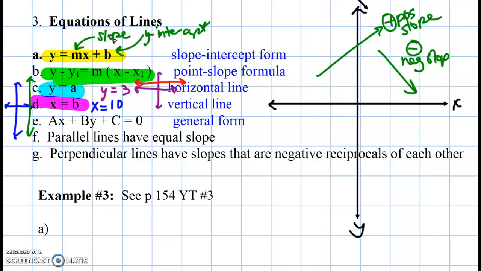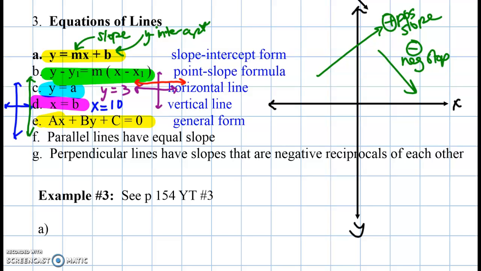Another equation we need to remember is the general form. It's written like this. So if you're asked for the general form, you would move all the terms to one side so that the equation equals 0. And A, B, and C are not decimals or fractions.